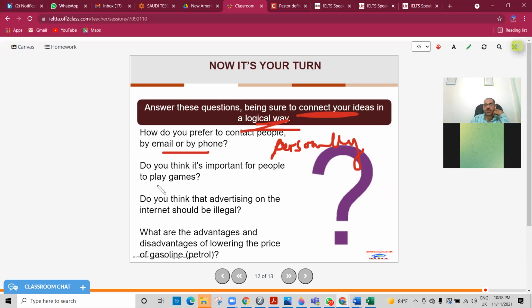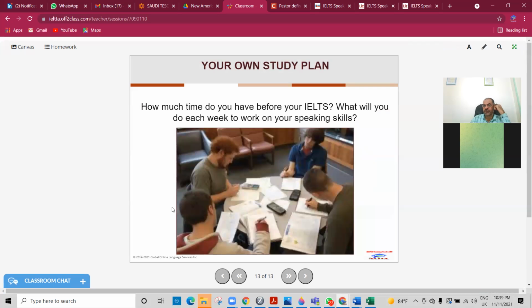Do you think it's important for people to play games? We answered it before. Do you think that advertising on the internet should be illegal? What are the advantages? Here you have to mention the benefits. Here you have to mention two sides of the argument, or both sides. And plus, you have to organize your answer in a coherent way so that your fluency is marked in your favor.